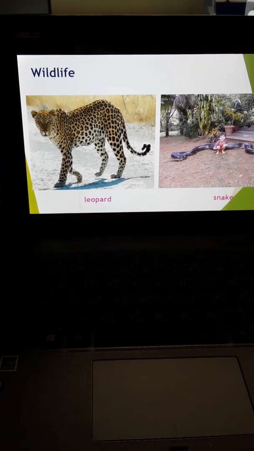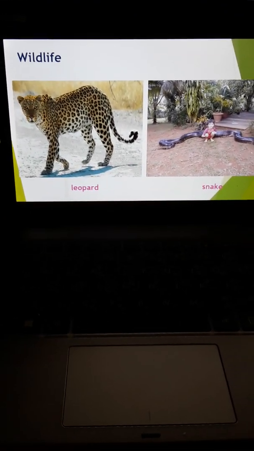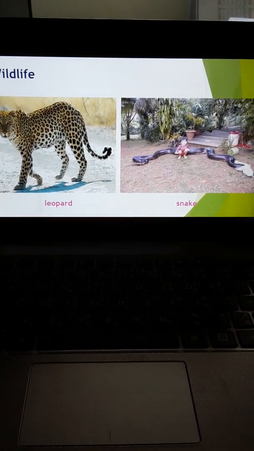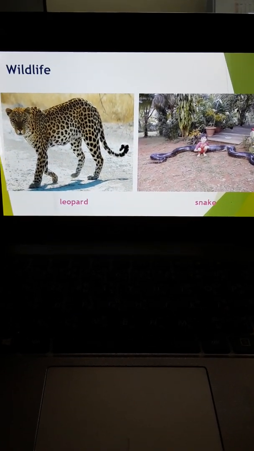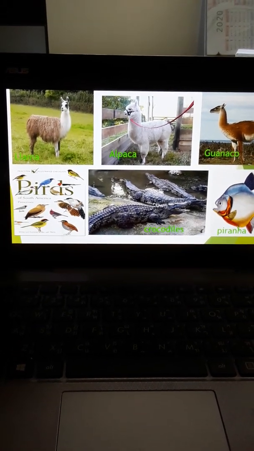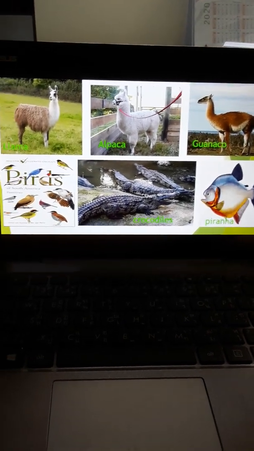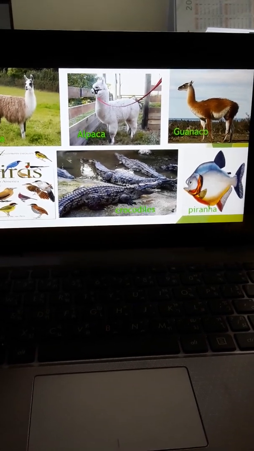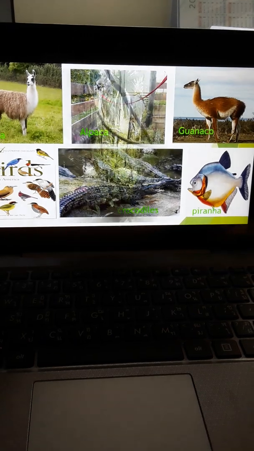They also have leopards. These are found in the wildlife, especially in forests in the Amazon rainforest, and the anaconda is found specifically in the Amazon. They also have local animals like llama, alpaca, guanaco, different kinds of birds, the crocodile, and the very dangerous fish, the piranha.